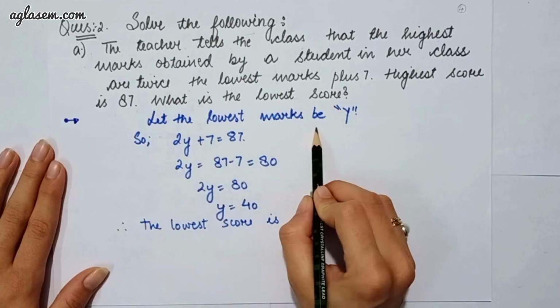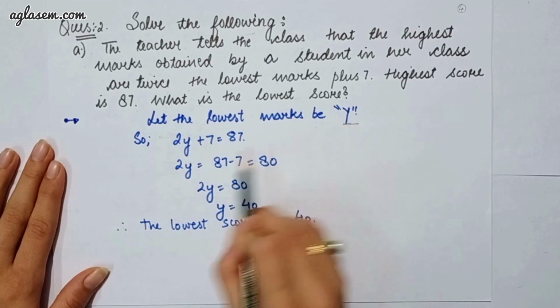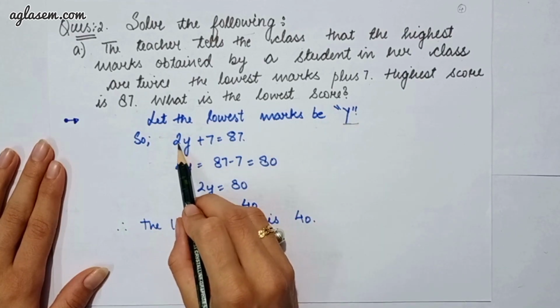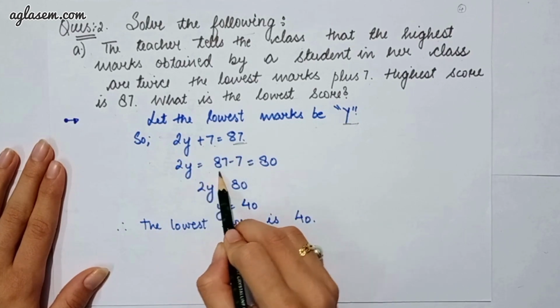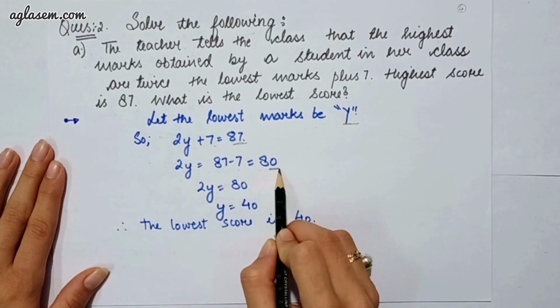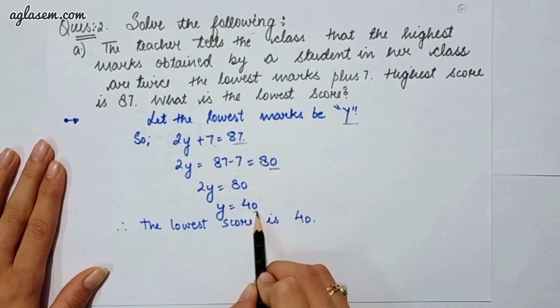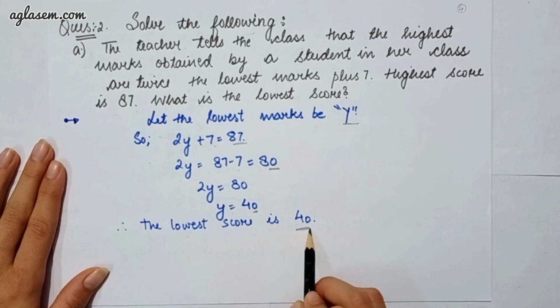So here we have to let the lowest score be y. So our equation will be, according to the question, 2y plus 7 is equal to 87. So 2y is equal to 87 minus 7, which will give you 80. Therefore y is equal to 40. So the lowest score is 40.